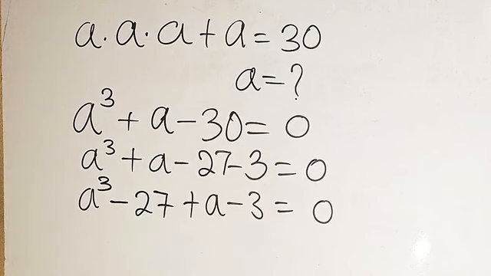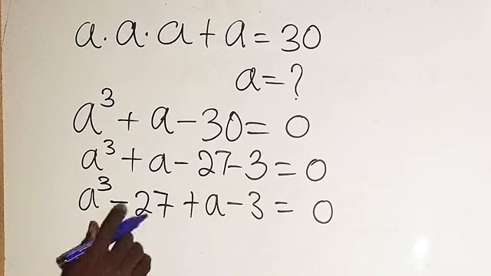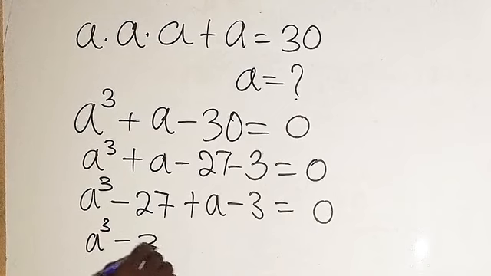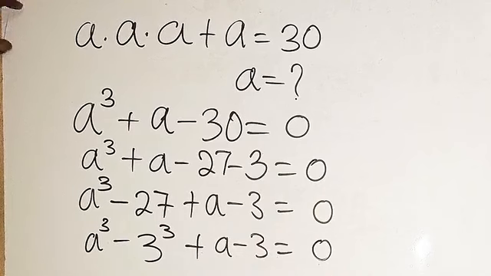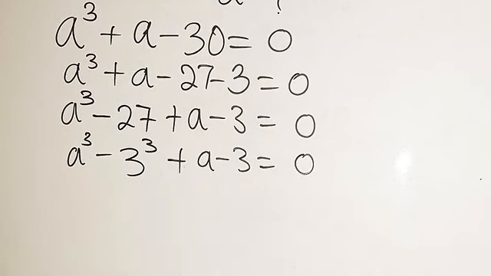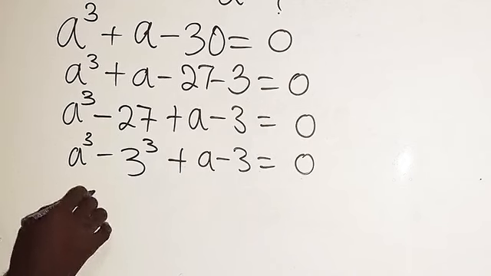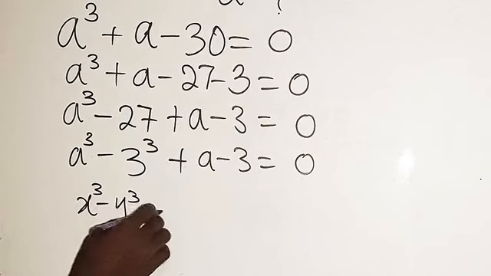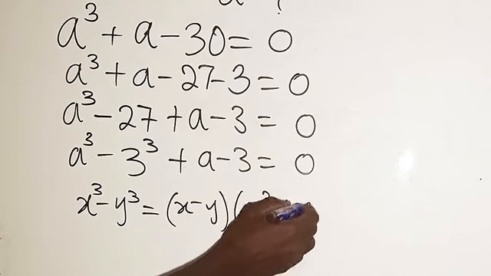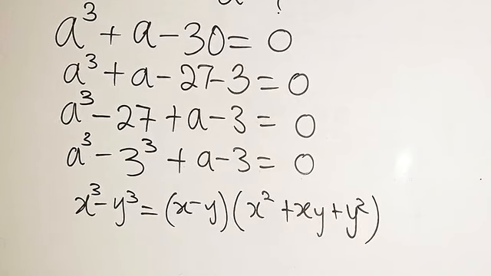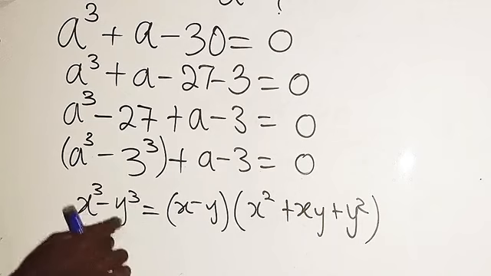So now from here, the next thing we're going to do is I can write this as a to the power of 3 minus 3 to the power of 3 plus a minus 3 equals 0. Now from here, I want us to recall the difference of two cubes. When you have x to the power of 3 minus y to the power of 3, this will give me x minus y, then x squared plus xy plus y squared. That is the difference of two cubes, and as we can see, this one here is in this form.